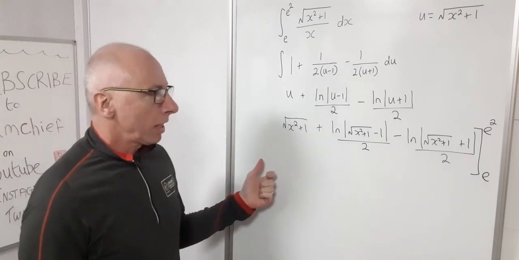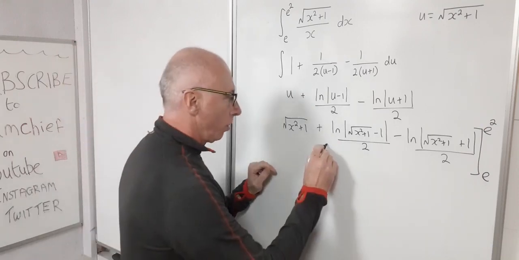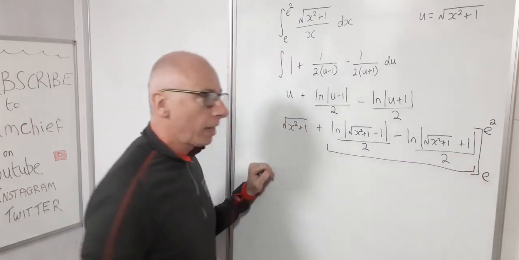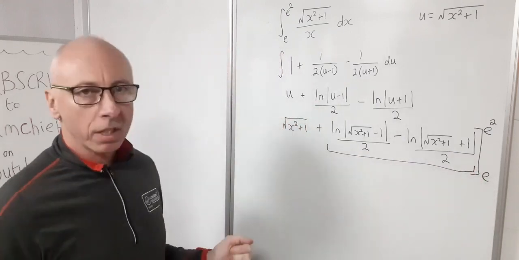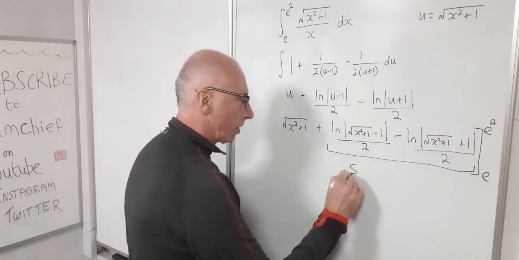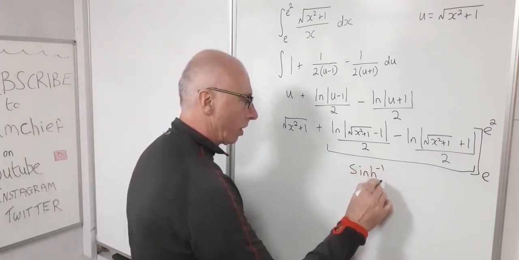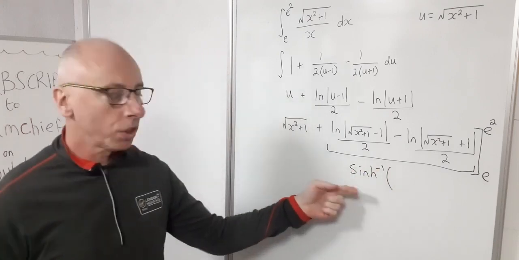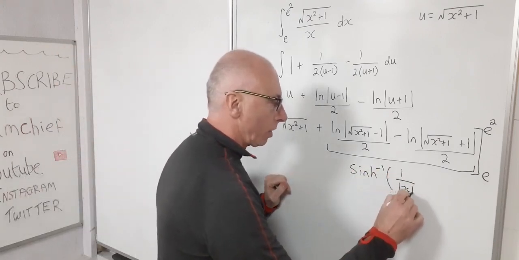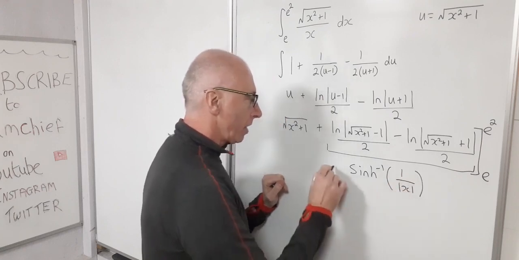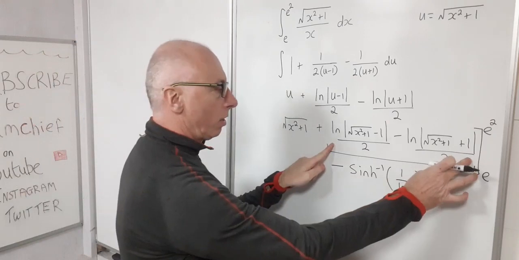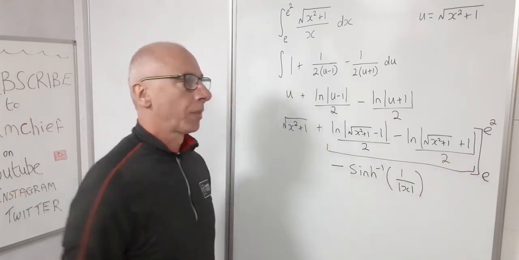So now what we've got is this, all of this here is a log trigonometric identity which gives us the arcsinh function. So this is the inverse sinh function, or arcsinh function, of 1 over absolute value of x, and it's the negative version. So all of this here will give us this.